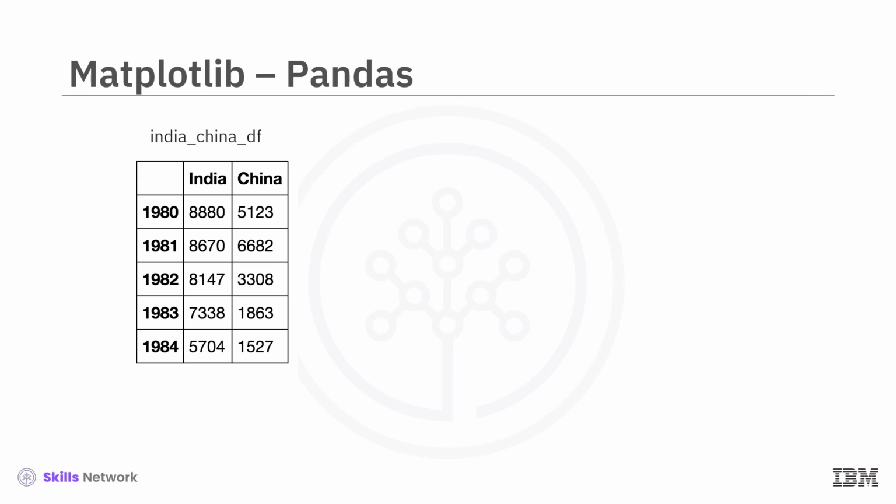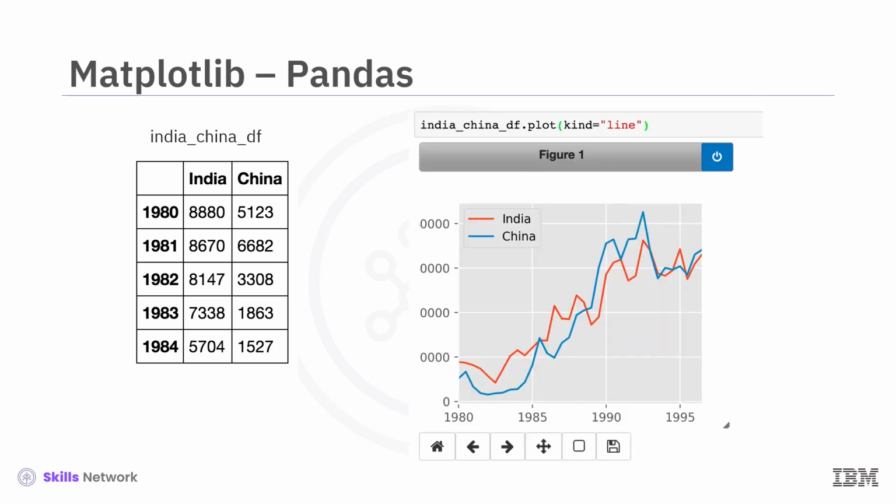Therefore, plotting in Pandas is as simple as calling the plot function on a given Pandas series or Pandas data frame. So, say we have a data frame of the number of immigrants to Canada from India and China for the years 1980 to 1996, and we're interested in generating a line plot of this data. All we have to do is call the plot function on this data frame, which we have called India_China_DF, and pass in kind equals line. And there you have it, a line plot of the data in the data frame.